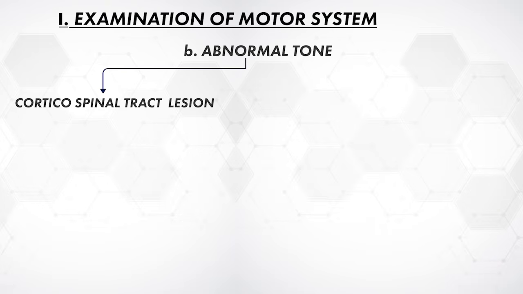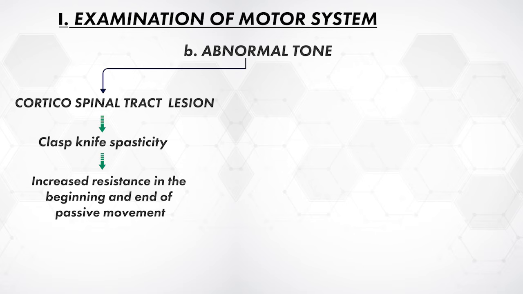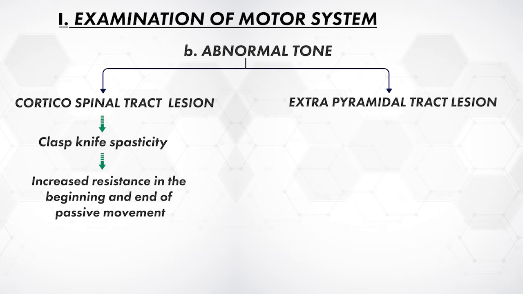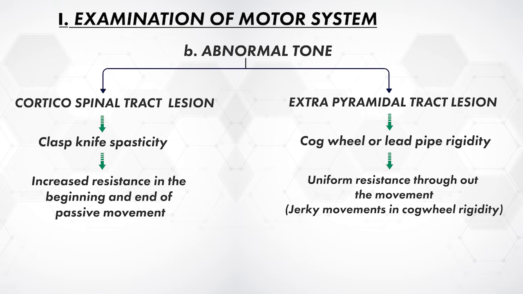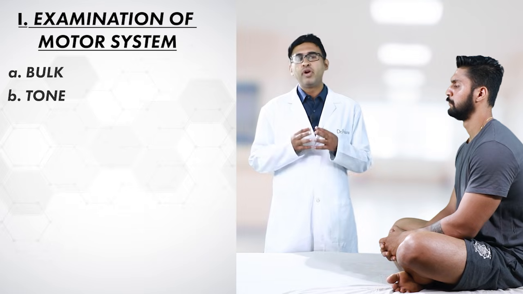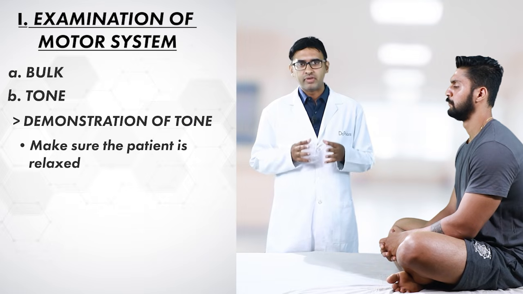If there is a lesion in the corticospinal tracts, the type of hypertonia is called spasticity, or specifically clasp knife spasticity, wherein there is an increase in resistance at the beginning and the end of passive movement. On the other hand, a lesion in the extrapyramidal tract gives rise to rigidity, which may be either cogwheel type or lead pipe rigidity, wherein the resistance offered by the muscle is uniform through the range of movement. In cogwheel rigidity, there is a jerky movement during the entire range of movement while you extend or flex the muscle. Before assessing the tone in a patient, make sure that the patient is relaxed.